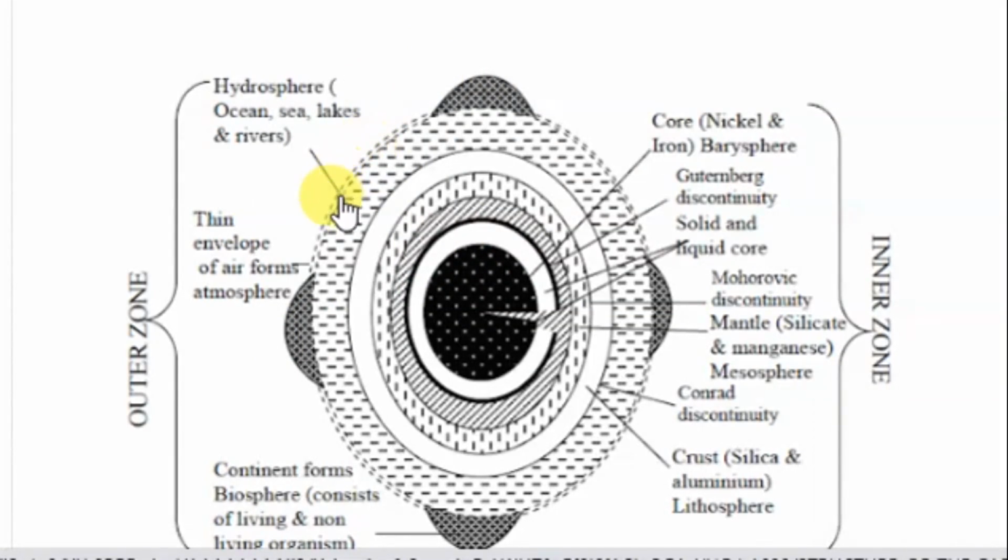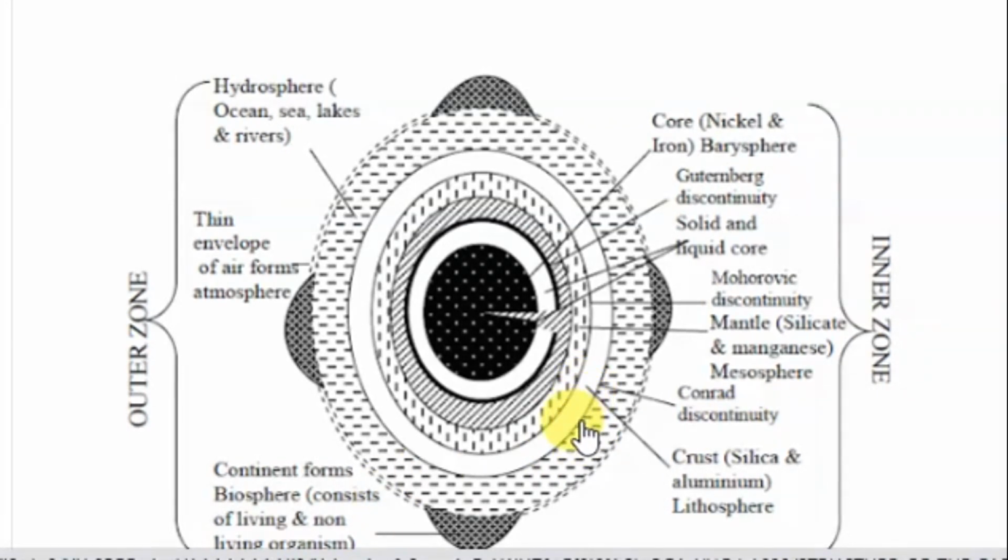But from here, we are going inside, where we have the crust made up of silica and aluminium, which is the lithosphere. Inside this crust, other parts are made up of silica and magnesium, as we discussed. From there, we have the Conrad discontinuity, which, as we said, separates the Sial and sima. So you can see these labels.